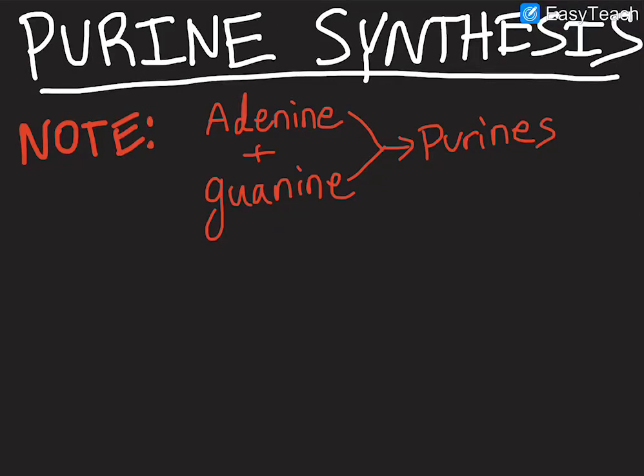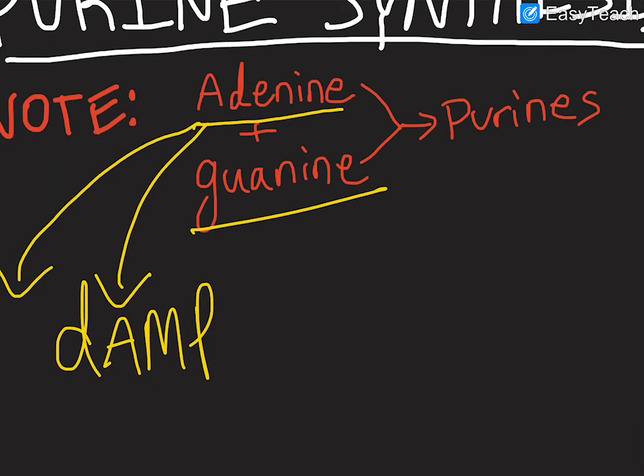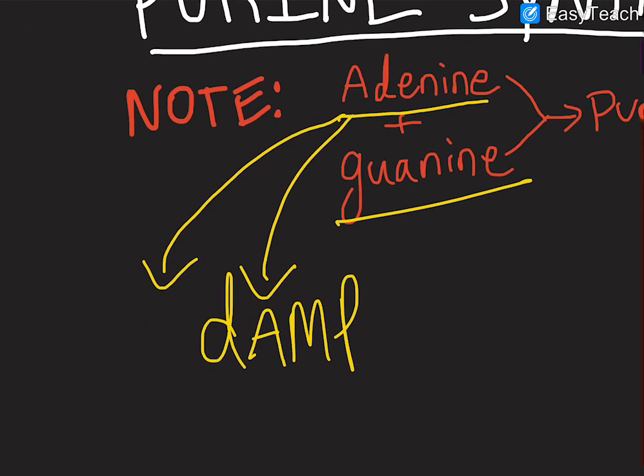In this video we're going to be talking about purine synthesis. So what are the purines we're trying to make? We're trying to make adenine and guanine. Or at least in this case, if we're trying to make DNA, we're trying to make dAMP, deoxyadenosine monophosphate. And in particular, if we're trying to make RNA, then we would want to get the product AMP.